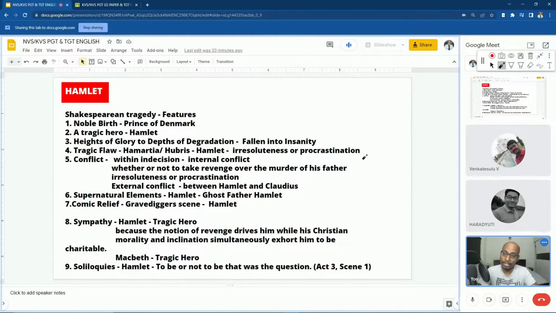Now, what is the conflict in the character of Hamlet? Within, indecision. He can't take decisions. He was in confusion whether to take a decision or not, whether his decision is right or wrong. All those things are internal conflict. Whether or not to take revenge over the murderer of his father: irresoluteness or procrastination. So this is the conflict which is created in the character of Hamlet.